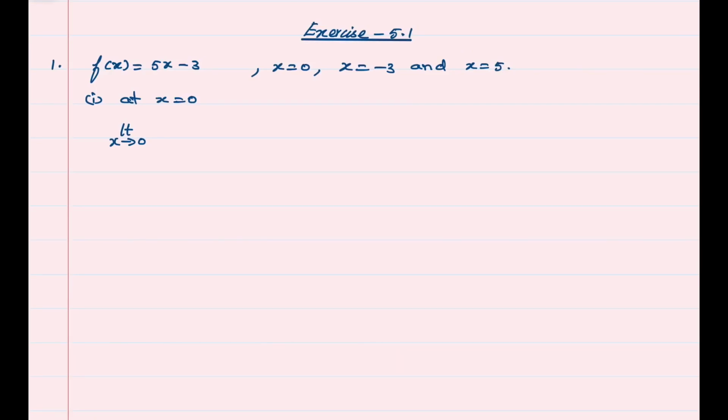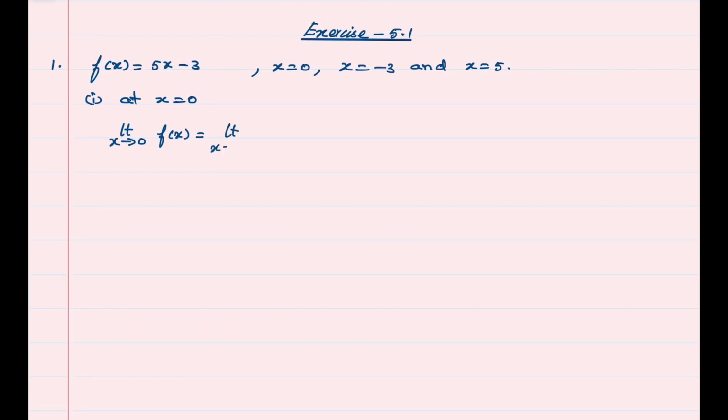Exercise 5.1. Question number 1. Prove that the function f of x equal to 5x minus 3 is continuous at x is equal to 0, at x is equal to minus 3 and at x is equal to 5. We will first check at x is equal to 0. f of x is a polynomial. For polynomials, we need not do LHL and RHL. Even if you do, the answers will be the same. So, we will combine LHL and RHL and write it as limit extending to 0. That means 0 plus and 0 minus both are included in this.